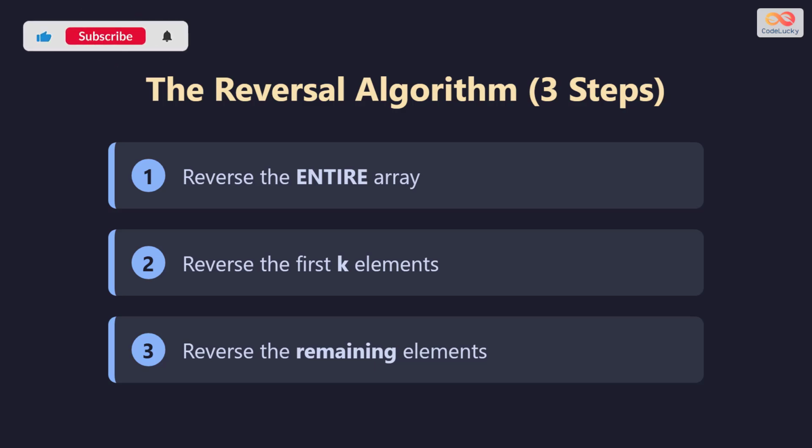The optimal algorithm involves 3 simple steps involving reversals. First, reverse the entire array. Second, reverse just the first k elements. Finally, reverse the remaining elements. It seems like magic, but let's see how it works.